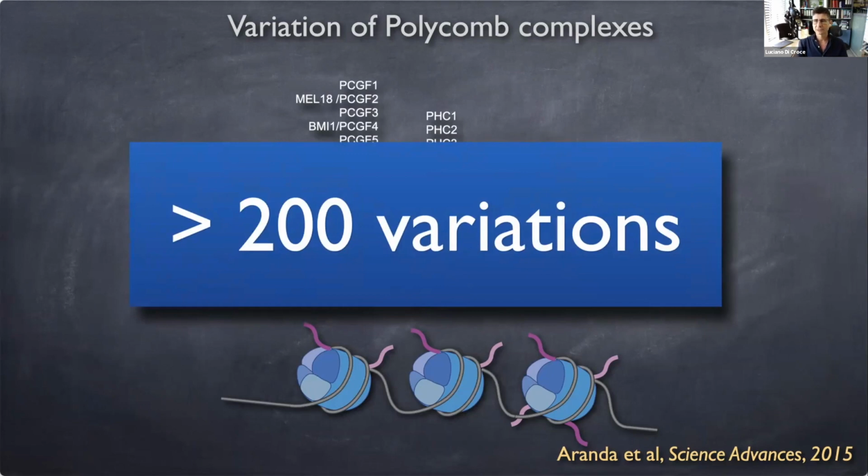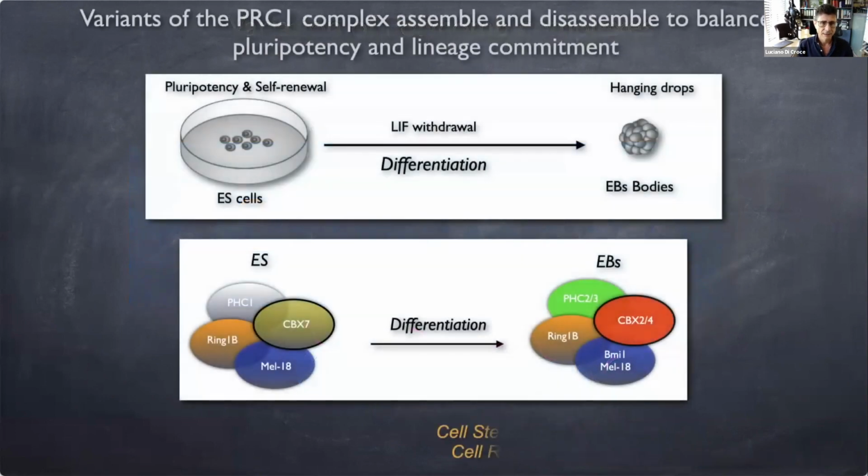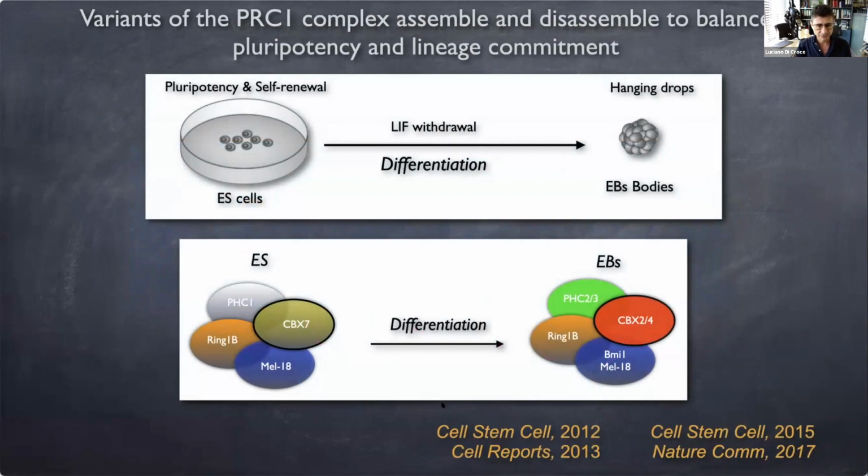Do these 200 variations really have different functions? Do they bind to different sets of genes? And how is the shift between these variations regulated? Why sometimes do you have CBX7, sometimes CBX2, which is the canonical PRC1 complex? So we have addressed some of these questions. You can see some of the recent publications from the lab trying to address this question.